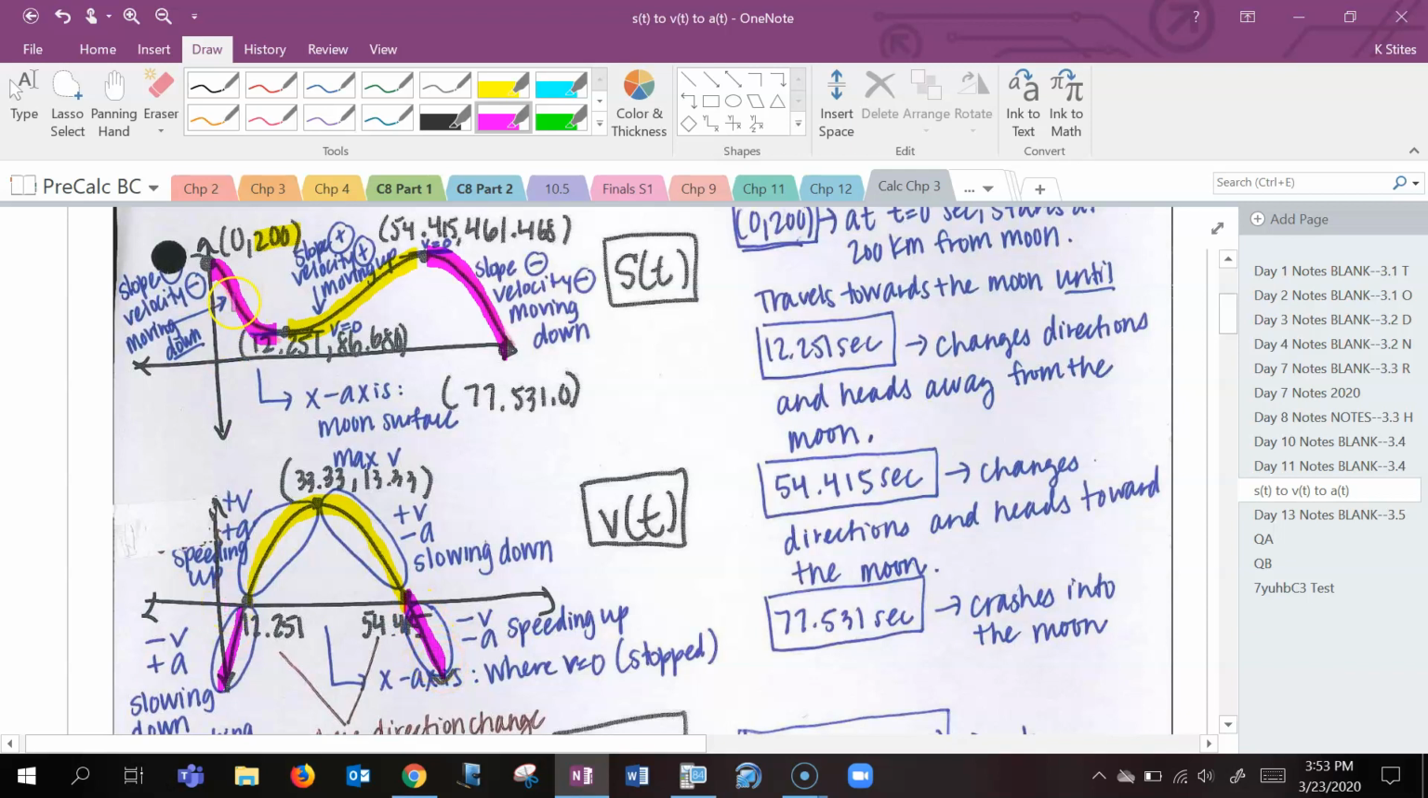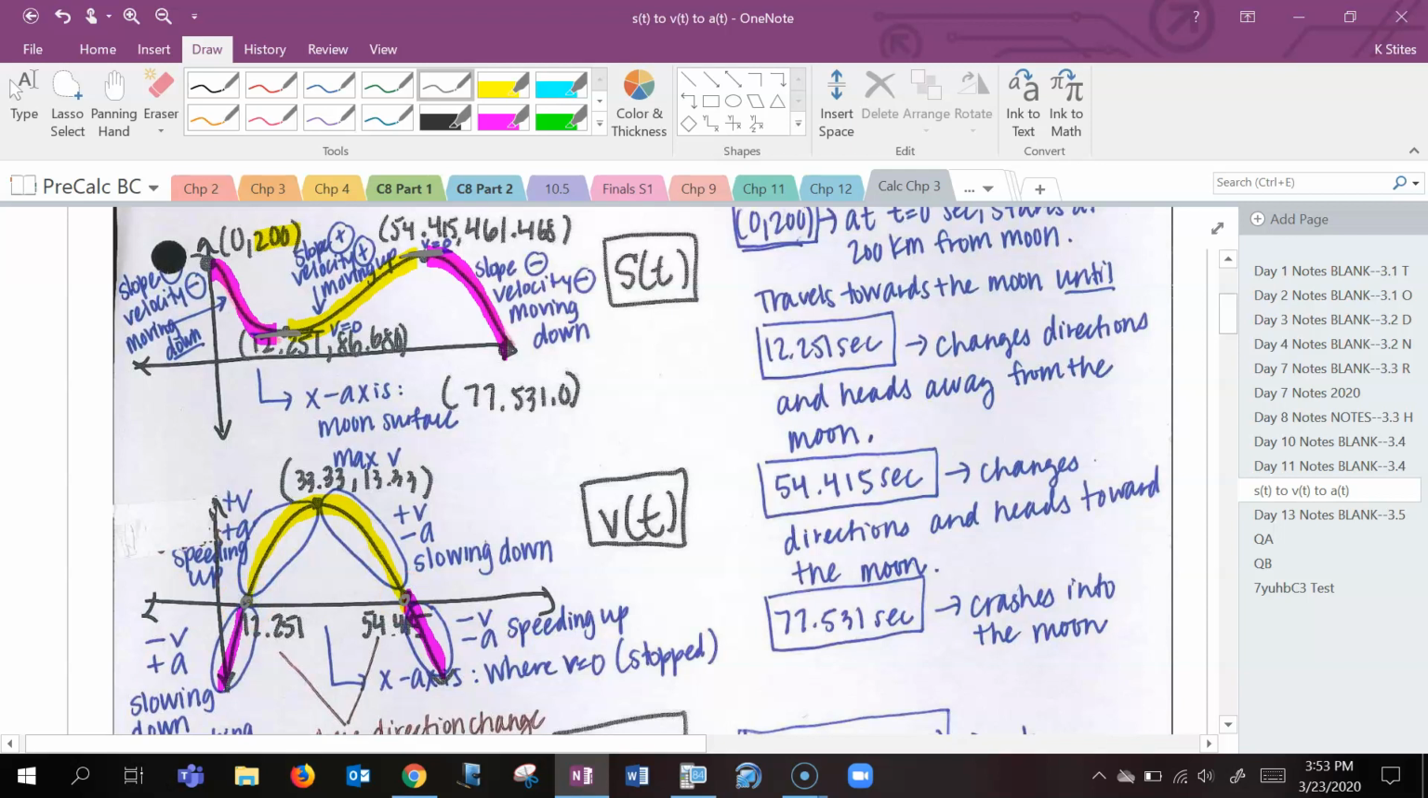These colors match, the yellows match and the magentas match. The change in direction is again happening at 12.251 seconds and 54.415 seconds. Notice those are the maxes and the mins on the position curve, which are represented in the x-intercepts of the velocity curve. That's because at your max and min, your slope is 0 for your tangent line, so your y-coordinate is 0, meaning you're dealing with x-intercepts there.